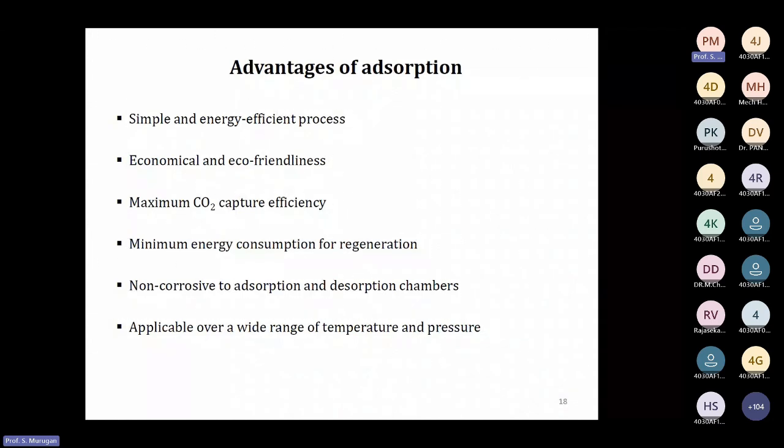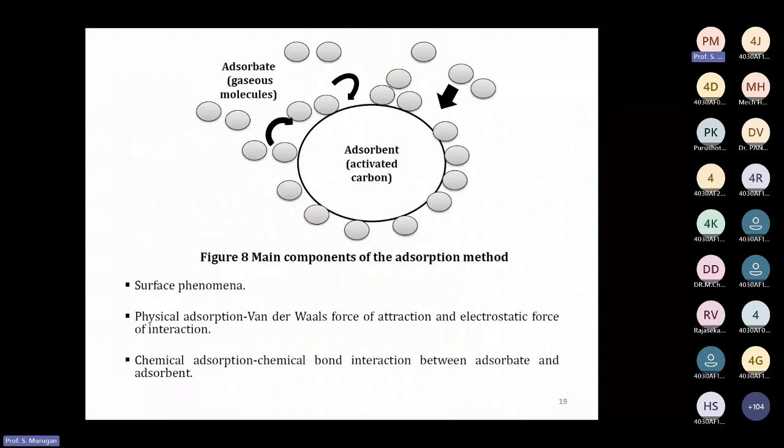So if you see this adsorption process, how adsorption can be used. Normally we use activated carbon as adsorbent. This adsorbent can absorb the carbon dioxide which is available in the gas. So it is a surface phenomenon. As I told you, you have two methods: one is physical adsorption, second one is chemical adsorption. In physical adsorption, van der Waals force of attraction and electrostatic force of interaction take place, while in chemical adsorption, chemical bond interaction between adsorbate and adsorbent takes place.